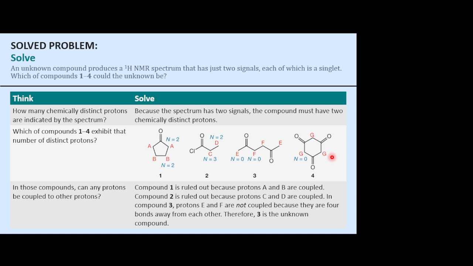And so they're singlets, so they have to be not coupled, right? If they were coupled, we wouldn't have singlets. We'd have a doublet, triplet, depending on how many chemically distinct protons were next to it, right? So these right here would not generate singlets. This one generates singlets, but it would only give us one peak, right? And so the only valid option is this one right here, of course.